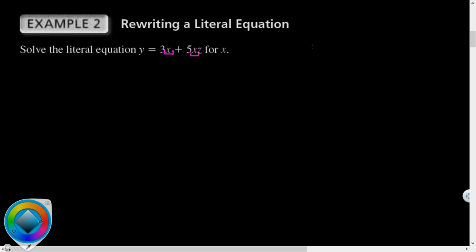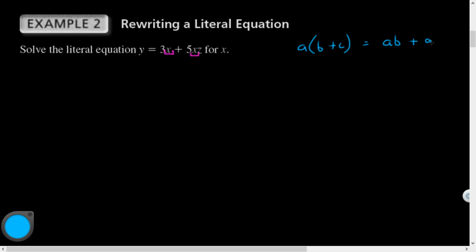All right, consider this. A times B plus C is equal to AB plus AC. What's this concept called? This is the distributive property. I have an x in each of my terms. I'm in this situation, and I want to get it to be this situation. So we are going to reverse distribute. We're going to steal the x from both of those.